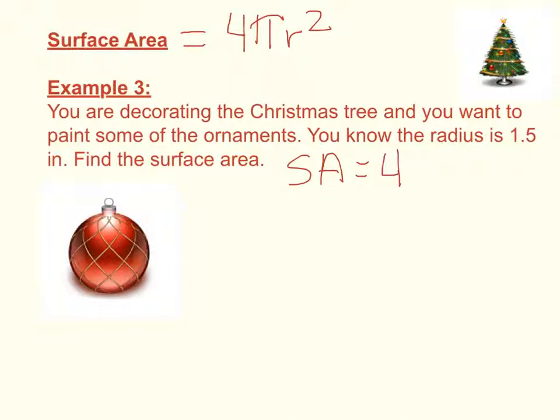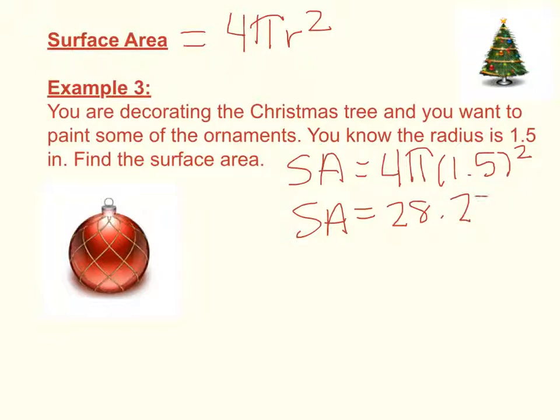Our formula says 4 pi. Do we know our radius? Yes, we do. It's 1.5 inches. So 4 times pi times 1.5 squared. Let's check that out on our calculators. The surface area, let's round to 2 decimal places, just like we do in class. 28.27. Check my work, make sure I'm right.